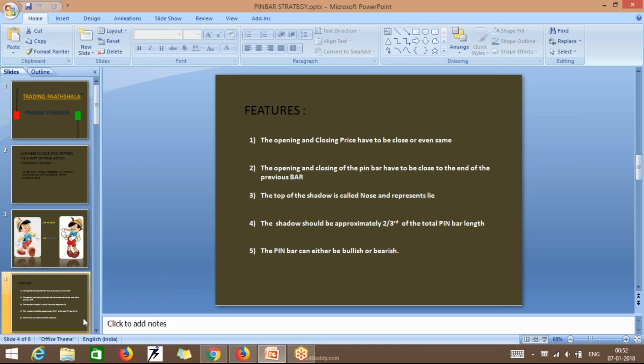So let's look into a few features. The very first feature is that the opening and closing prices have to be close or even the same. You can compare this pin bar with a doji, but yes, a doji may not have that long shadow, but in a pin bar we need a long shadow. The opening and closing have to be close enough, or if the opening and closing prices are the same, then it's good enough. The opening and closing of the pin bar have to be close to the end of the previous bar.